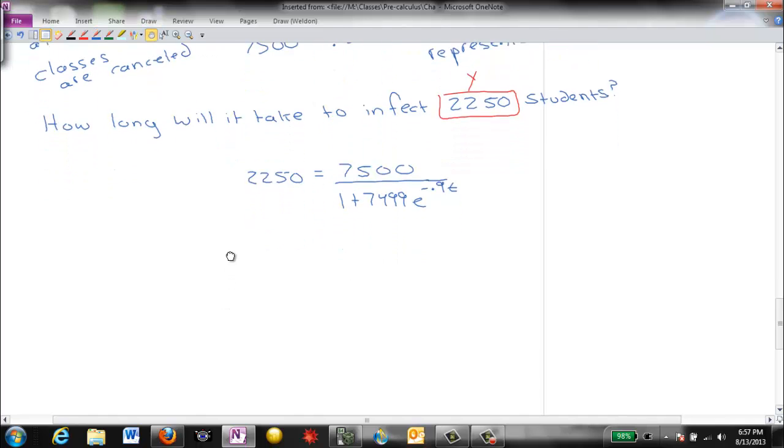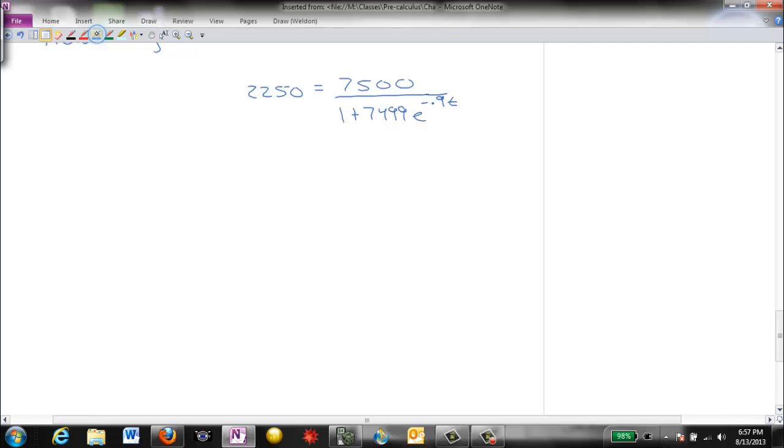Okay, so I'm going to go ahead and scroll up a little bit and we'll start the process of solving this equation for t. So notice that the first thing I would like to do is get rid of that fraction. I don't like the fraction, so I can put a set of parentheses around this entire expression in the bottom. If I treat that as some number, who cares what it is, I can multiply both sides of my equation by that expression. So I'm going to multiply both sides here by 1 plus 7499 times e to the negative 0.9t, and I'm going to do that on the other side as well.